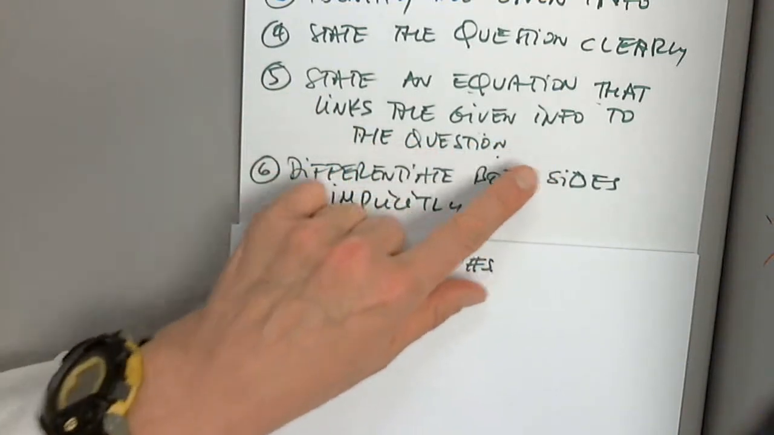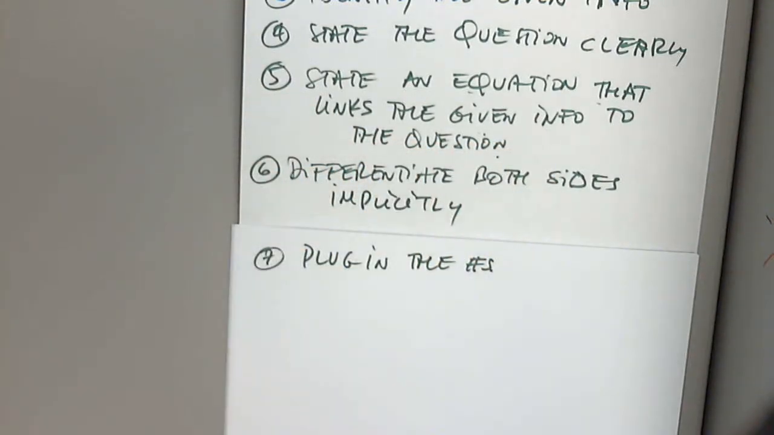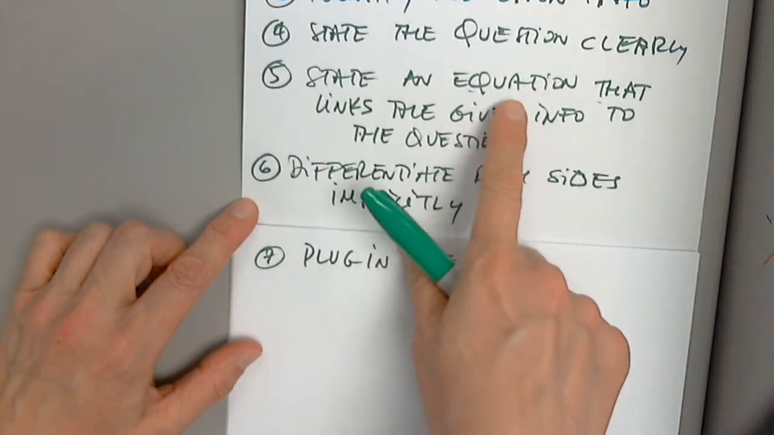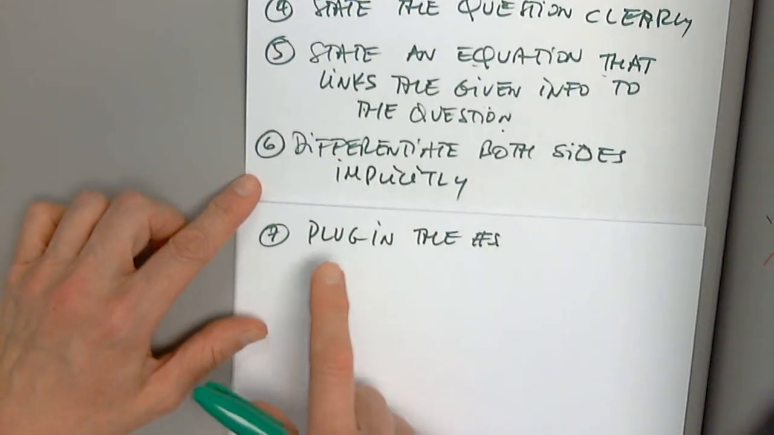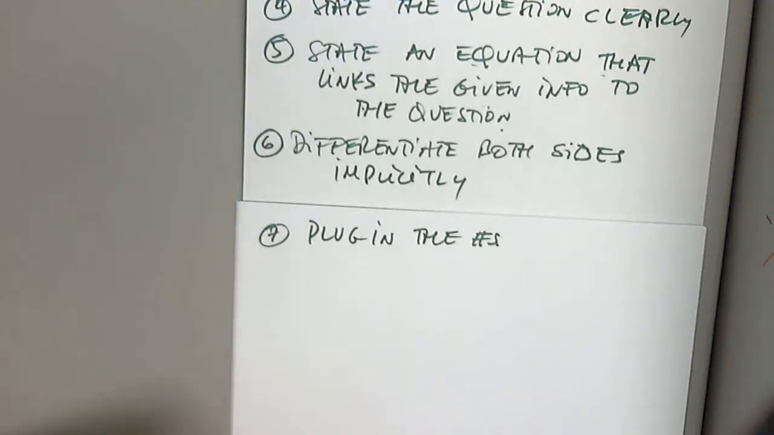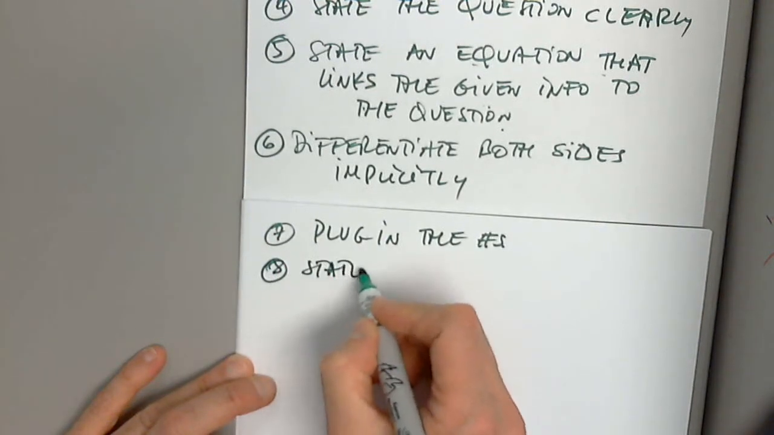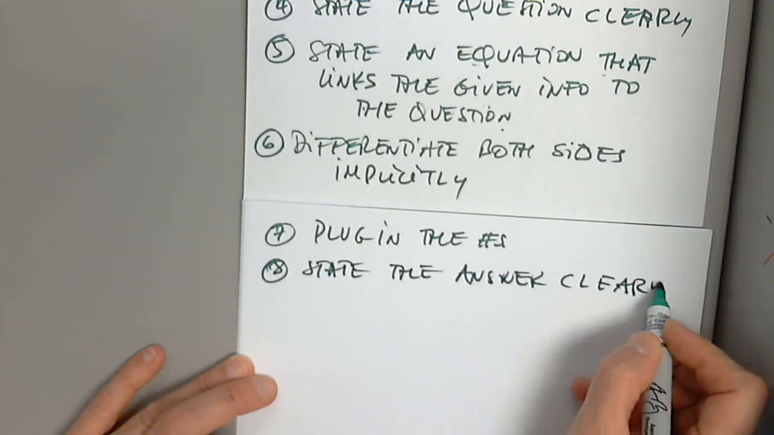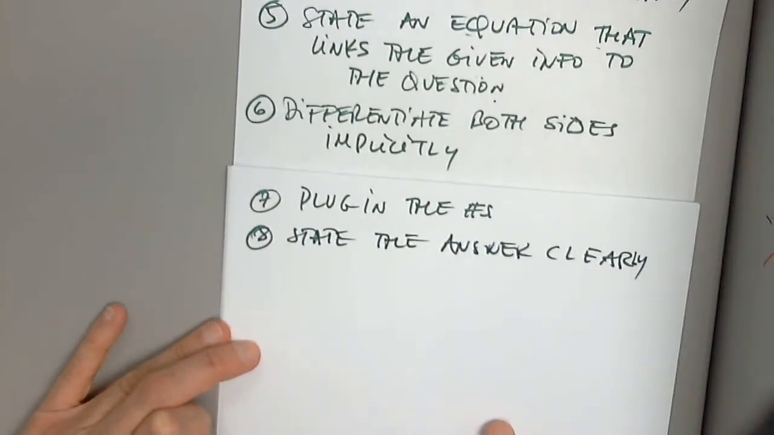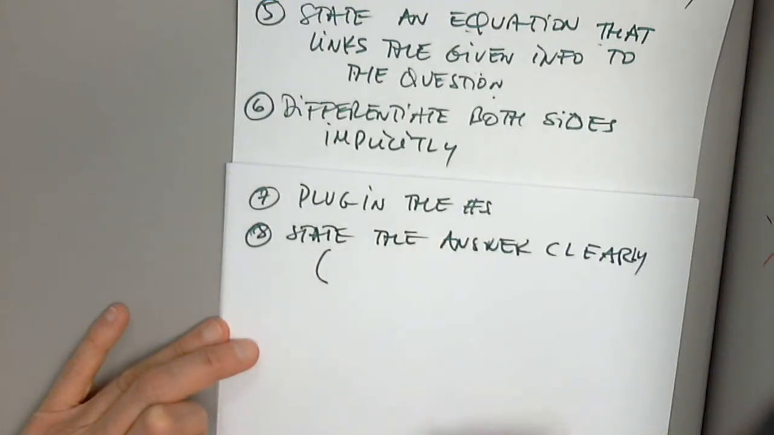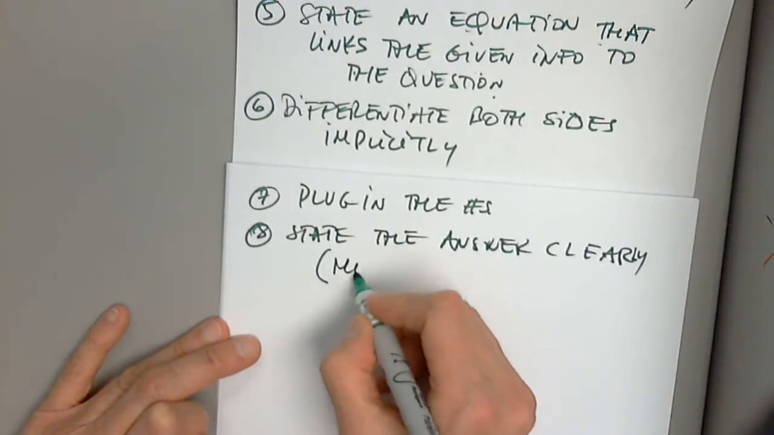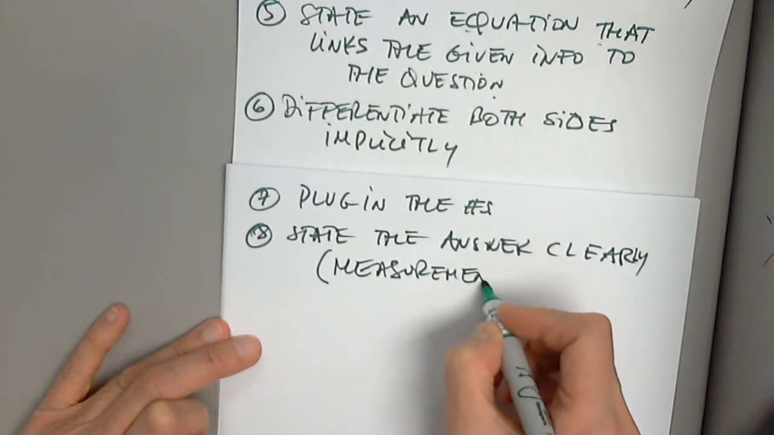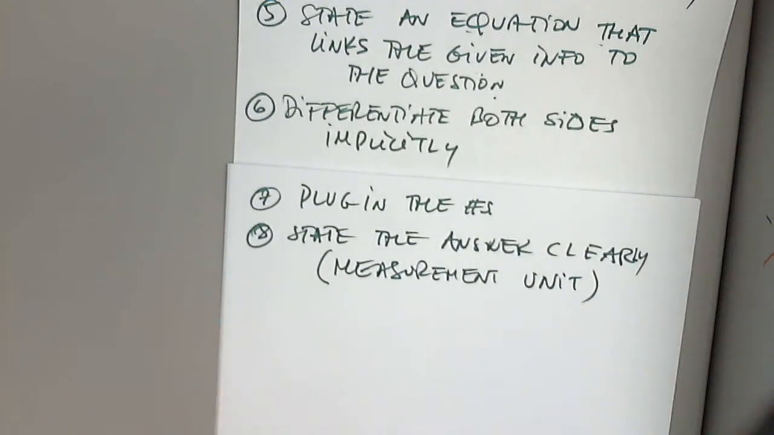State an equation that links the given info to the question. Because if I can't create an equation, then there is nothing I can differentiate. Then differentiate both sides of this equation implicitly. And at the very end, plug in the numbers. And if you want to add one more, state the answer clearly. Now, I will put in parentheses, measurement unit. Please do not forget the measurement unit in the final answer and throughout.